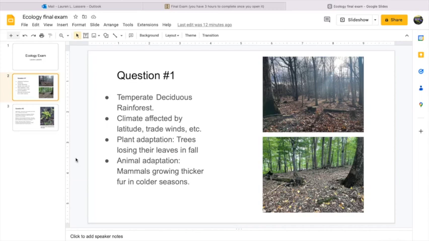An adaptation that a plant has to survive in this region is the trees losing their leaves. So when it freezes, the water in the leaves of trees can freeze, and when water freezes, it expands, and this can damage the leaf. To avoid this damage, trees lose their leaves before it gets cold and freezes.